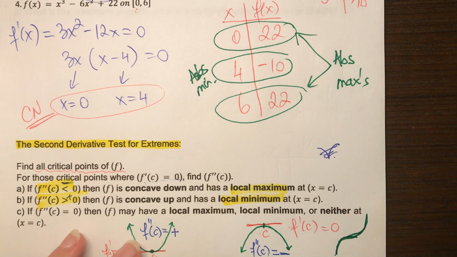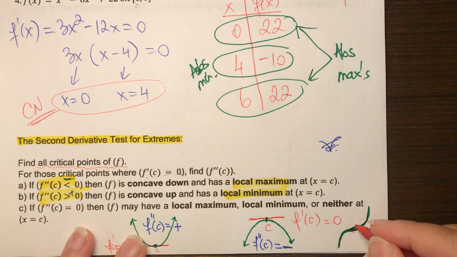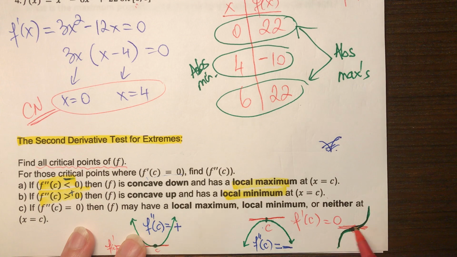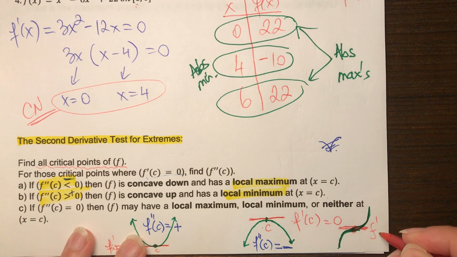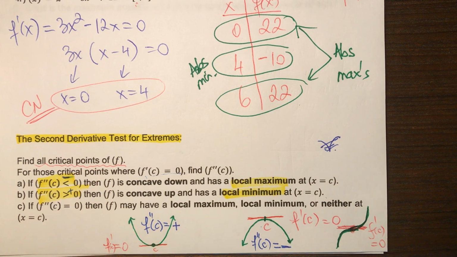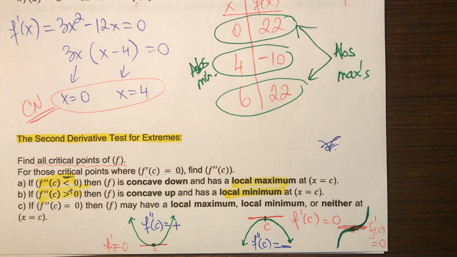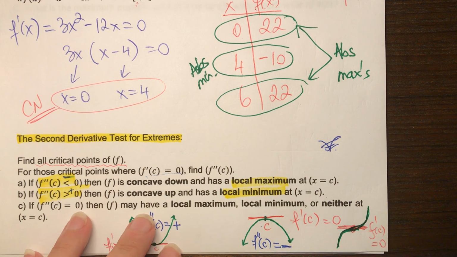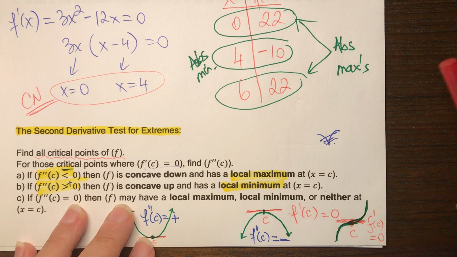So here's a point C. What happens at C? There's a horizontal tangent line, yes? So the first derivative is 0. What else happens at this point C? Well, it's an inflection point.